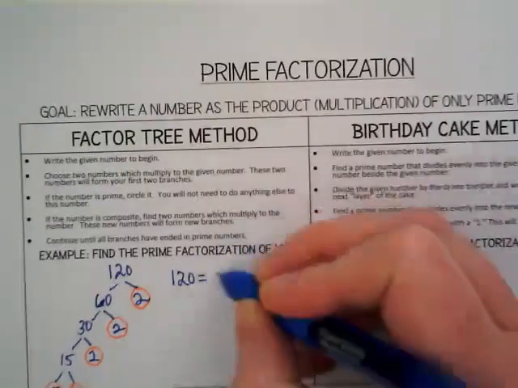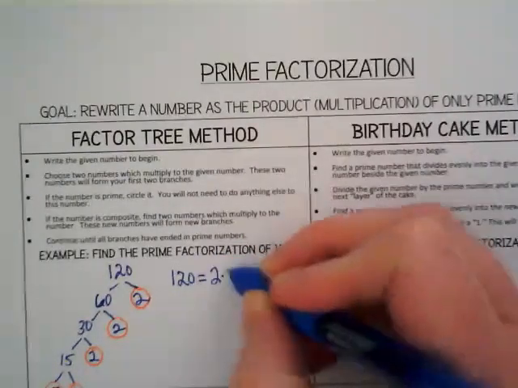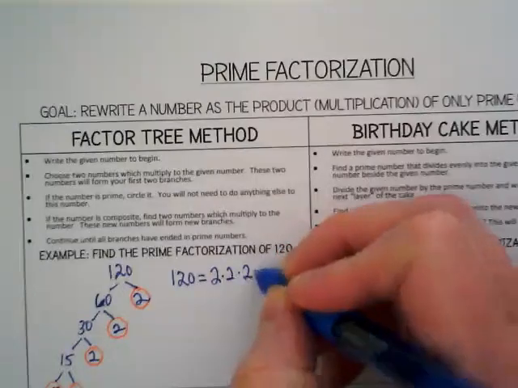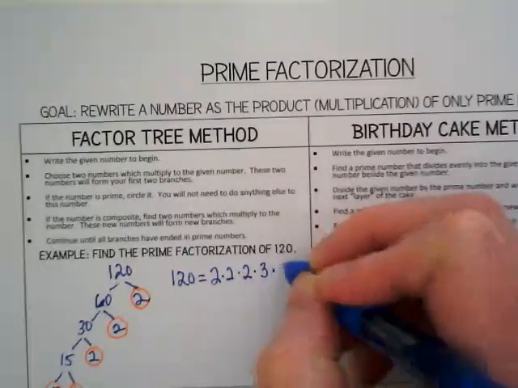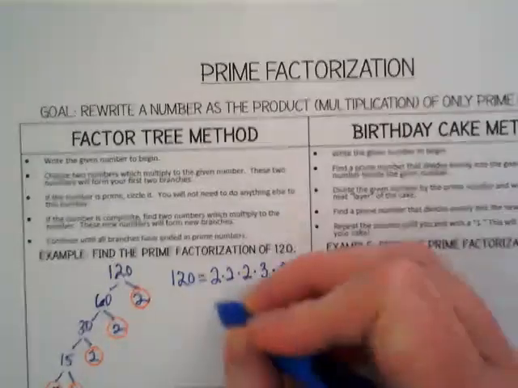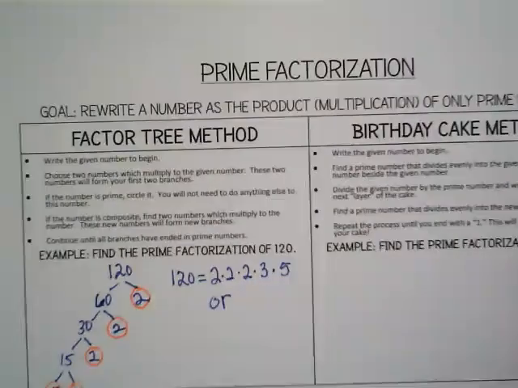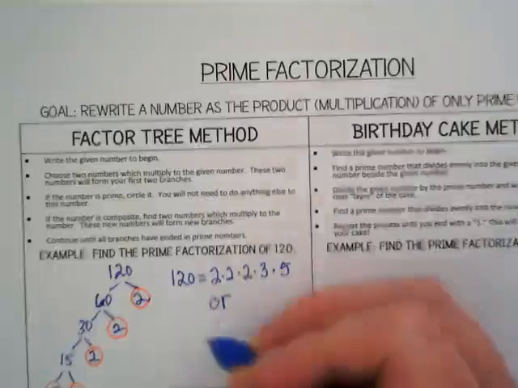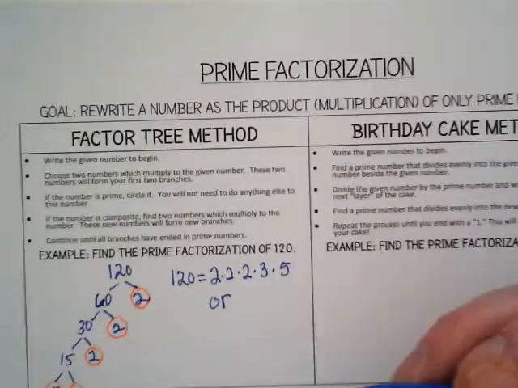But now we need to list what we found. 120 is equal to how many twos? 3. And a 3 and a 5. And that is a correct way of writing it. We saw similar to this in Flocabulary when they were factoring that number 32. But in algebra, we like to write this with a shortcut method, recognizing that we know how to use exponents.